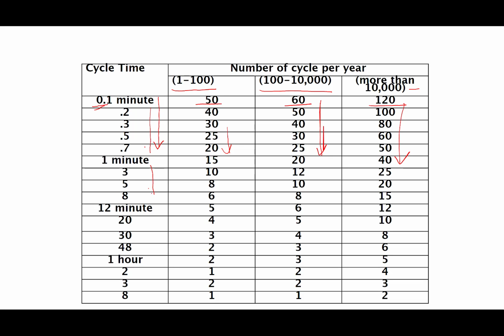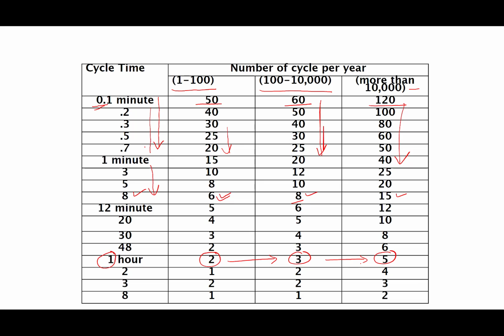Okay, so if the cycle time is say 8 minutes, the number of observations when it is happening in a range of 1 to 100 per year is 6. If it is occurring 100 to 10,000, then it is 8, and if more than 10,000, then it is 15. Likewise, if the cycle time is 1 hour, then 2 observations, 3 observations, and 4 observations, depending upon the number of cycles per year a particular job is being repeated, or the frequency of occurrence of the job.